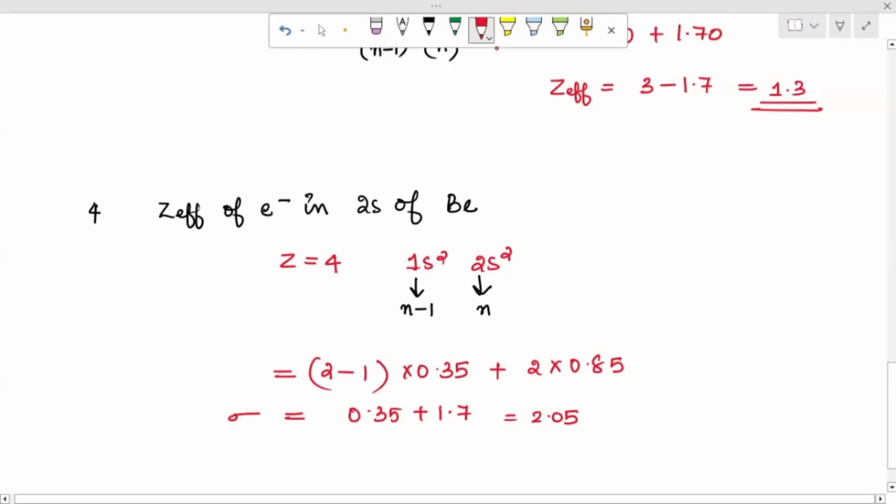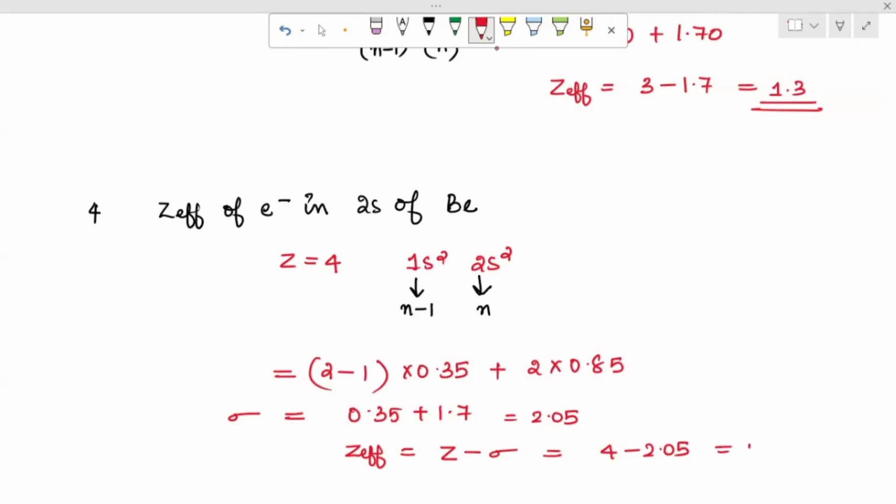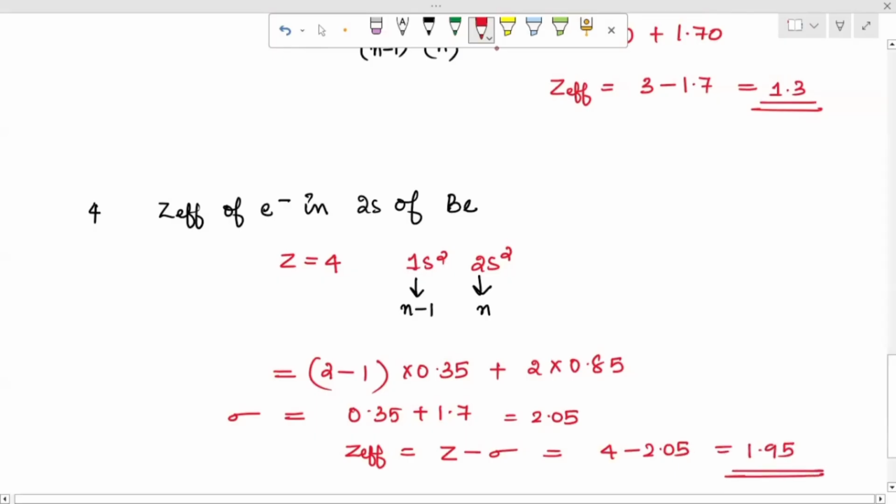2.05, correct? Then Z effective is going to be your value Z minus screening constant, which is 4 minus 2.05. That is 1.95. Can you see the scenario?